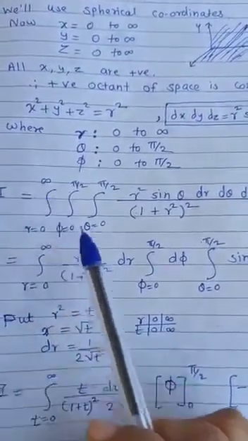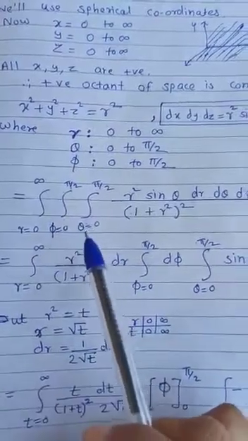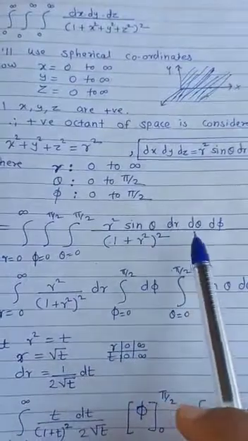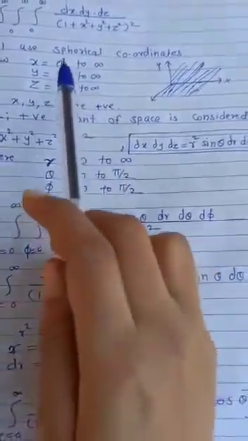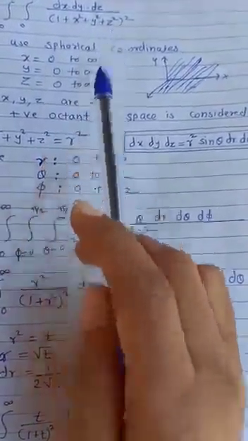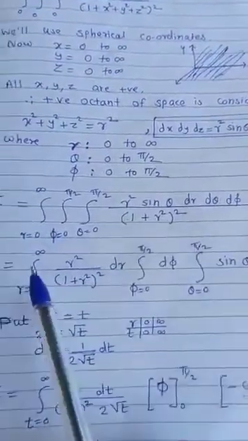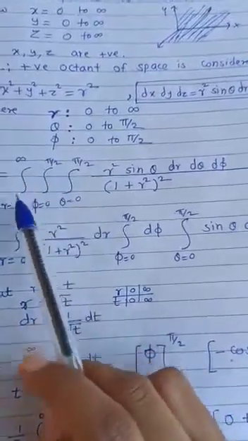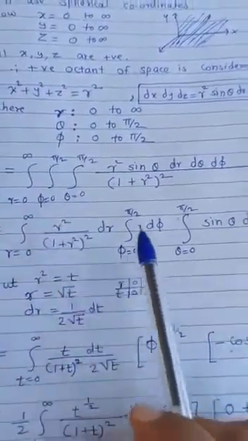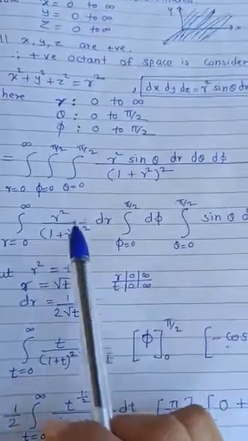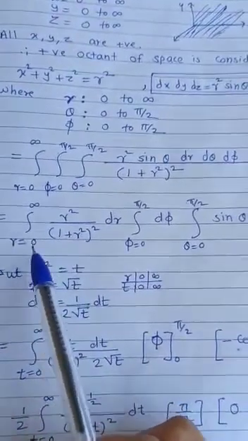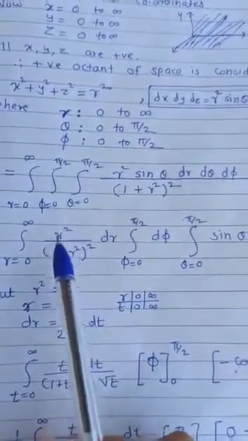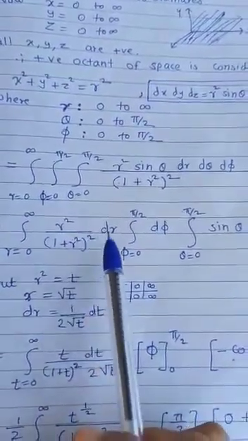r is from 0 to infinity, phi is from 0 to pi by 2, and theta is from 0 to pi by 2. dx dy dz is r square sin theta dr d theta d phi upon, you can see, this 1 plus this value is r square, so (1 plus r square) whole square. Now since all the limits are constants, not functions, let's separate out the three integrations. So the integration of r from 0 to infinity, the function of r I have collected in this integration: r square upon (1 plus r square) whole square into dr.